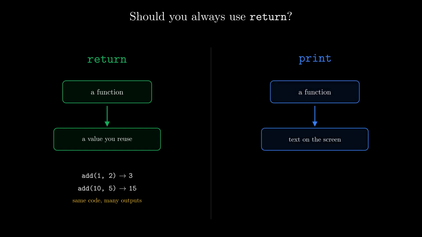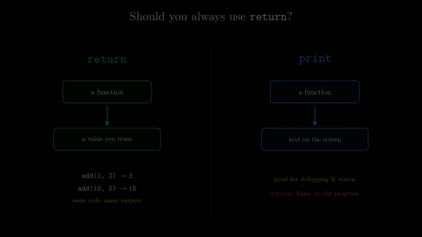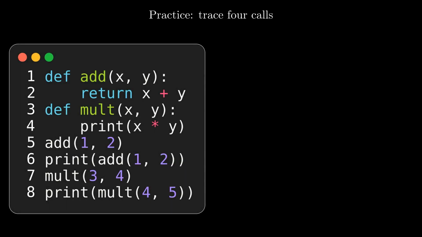A print inside a function is a different tool. It is for debugging or for reporting the status of the function while it runs. If a function returns nothing, wrapping it in print shows None. If it returns something, that return value is what print shows. Time to test yourself with two functions.